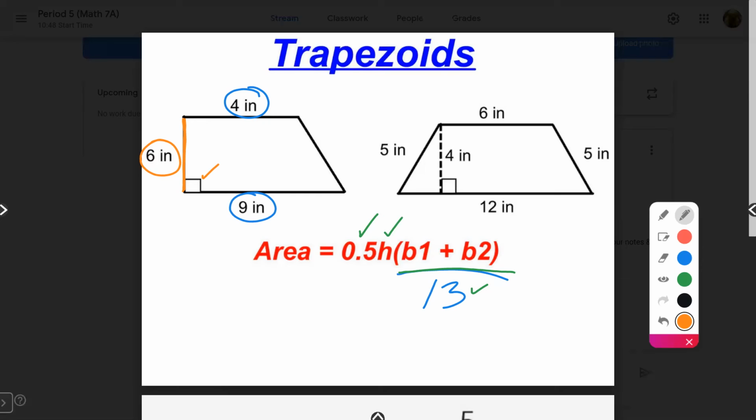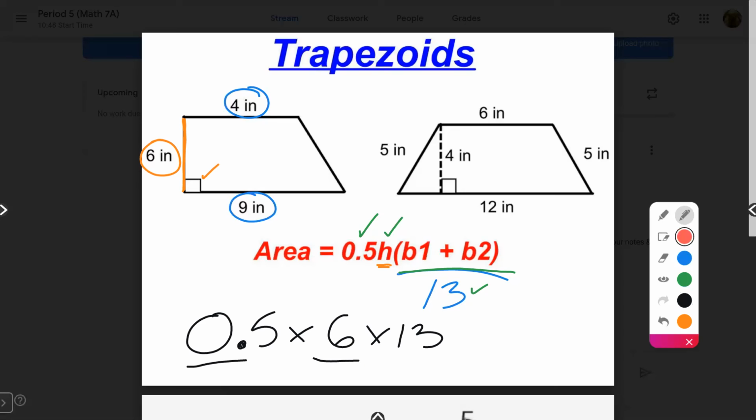So now I know my H value is going to be 6. When I apply my math formula, I take 1/2, then multiply it by the height of the trapezoid, which is 6, and then last but not least, multiply it by the B1 and B2 added together. So when I do my math, half of 6 is 3, and 3 times 13 gives you 39 units squared. And that was inches, so inches squared. So 39 was the area of that first trapezoid we were looking at.